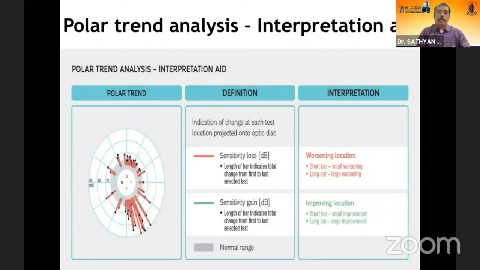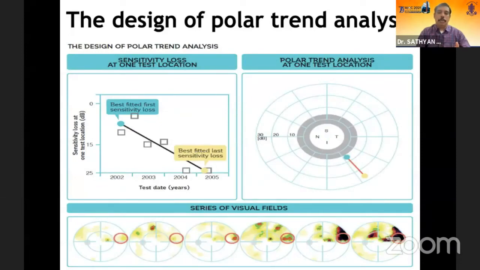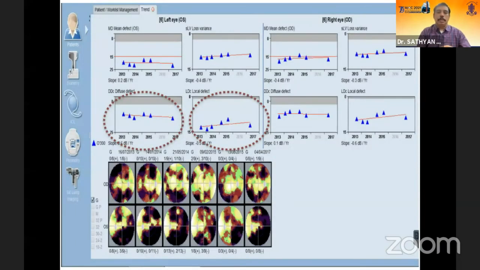Looking at the polar trend analysis, this shows how much of the loss of the RNFL is in that area. If you have a longer line, that means more loss. You have the green color, that means it is improving. Some patients may have those improving signs also. So these are some of the examples you see.